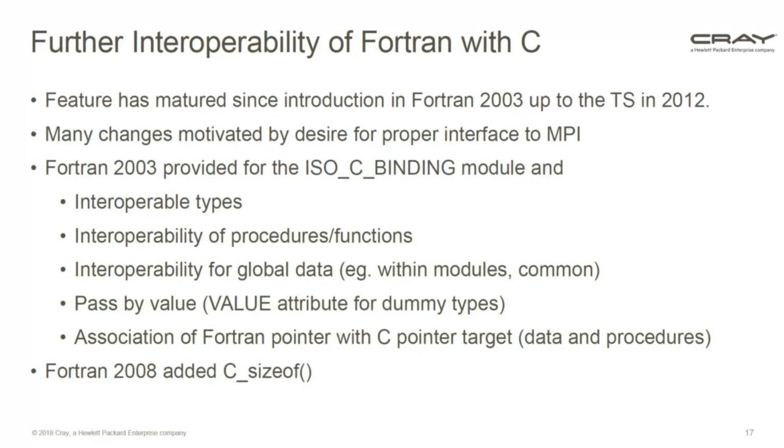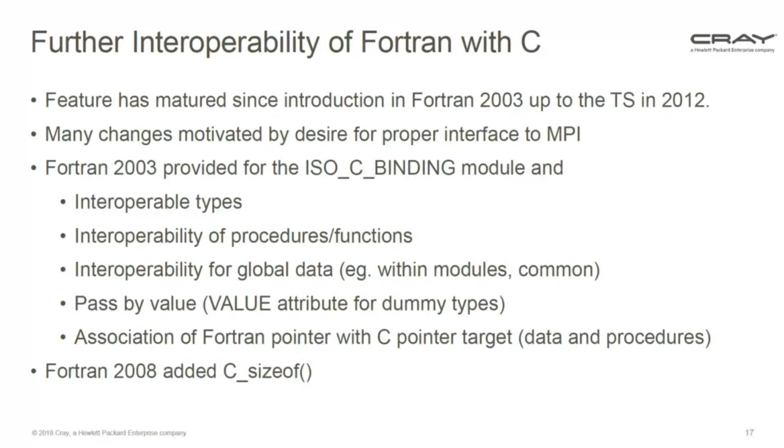So Fortran 2003 gave us interoperable types between Fortran and C. It gave us the ability to interoperate with functions and subroutines. It gave us the ability to reference global data from C, so for example, data in a module. It gave us the ability to pass both by reference, which was the only thing you could do traditionally, and by value, to match the by-value semantics of C. And it gave you the ability to associate Fortran pointers with memory in C, so with a C pointer target.